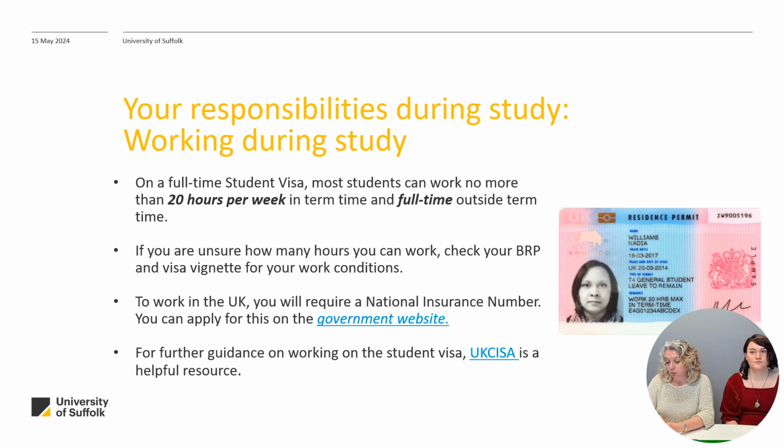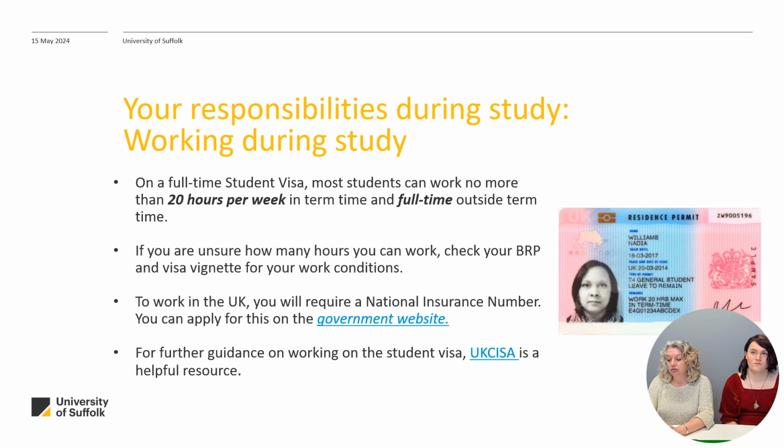However, it's important that you let your employer know your term dates and that you do not work full-time within the term time. When considering working hours, both paid and unpaid work counts towards this amount. You can't therefore do 20 hours of paid work and then another 10 hours of volunteering, as this would be in breach of your visa conditions.